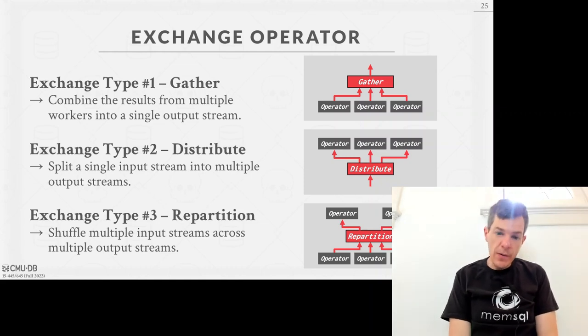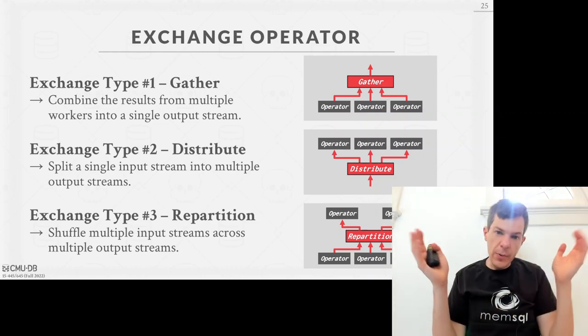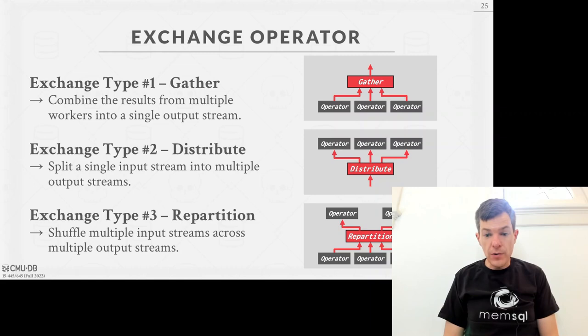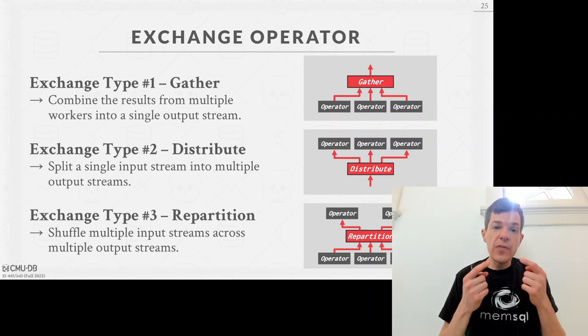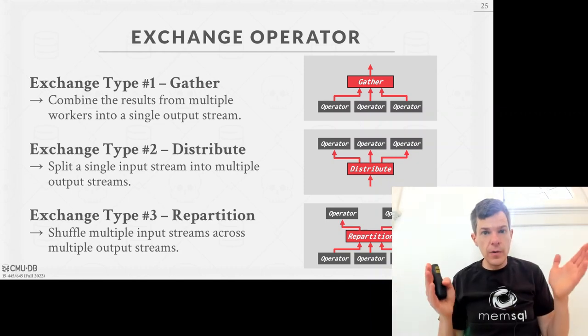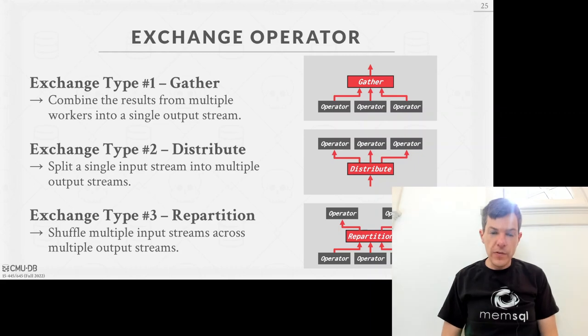And then repartition is the combination of the first one and second one, where you take multiple input streams, coalesce them, and then produce multiple output streams. And the key thing to point out here in repartition is that the number of inputs into our exchange operator does not need to be the same as the number of outputs. Right? I could have a lot of parallelism in my input, but maybe I only want to have two workers process the output. So let's divide it up to two workers. So again, as I said, the first one is the most common one. The second two are typically seen in the enterprise systems. And any system that's really focused on OLAP performance will do these other two.